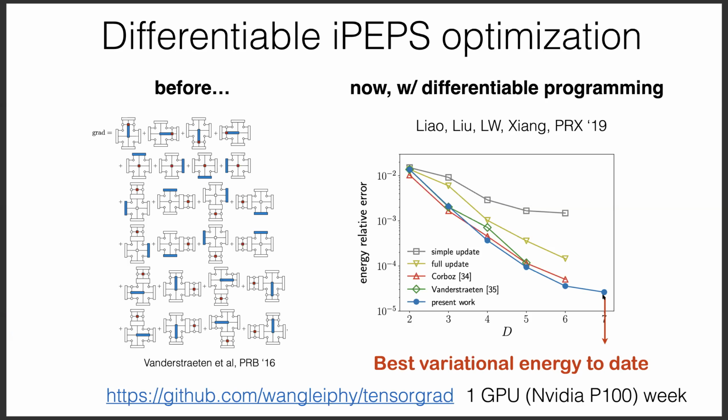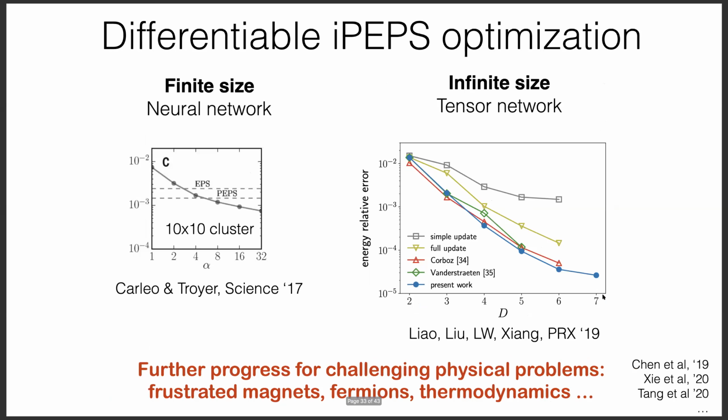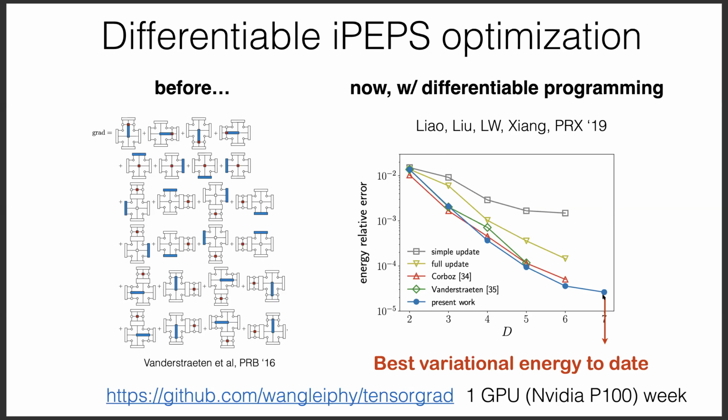So this point here represents the best variational energy for an infinite system with this approach. If you run 1 week on one GPU, let me. Sorry, what is the system you're describing here? It's a two-dimensional Heisenberg model. Oh, the Heisenberg one. Okay. Yeah. So, yeah. Sorry, it was missing from here.